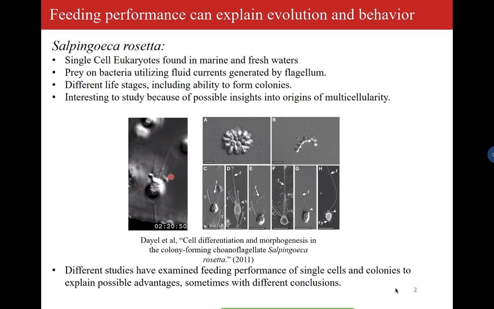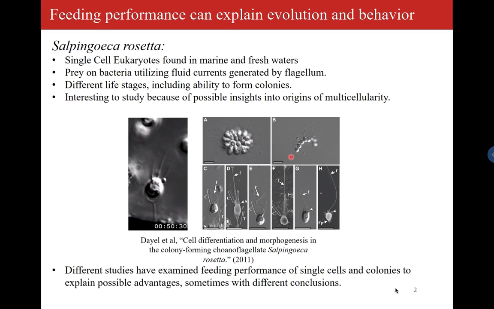S. rosetta goes through different life stages, including when it's attached to a surface, or when it's a single cell swimming in different forms. And interestingly, they've also been observed to be able to form colonies in the shape of rosette-like structures or chain-like structures. And this is interesting because if proven that through cooperation these cells can provide survival advantages, it could give us insights into origins of multicellularity.